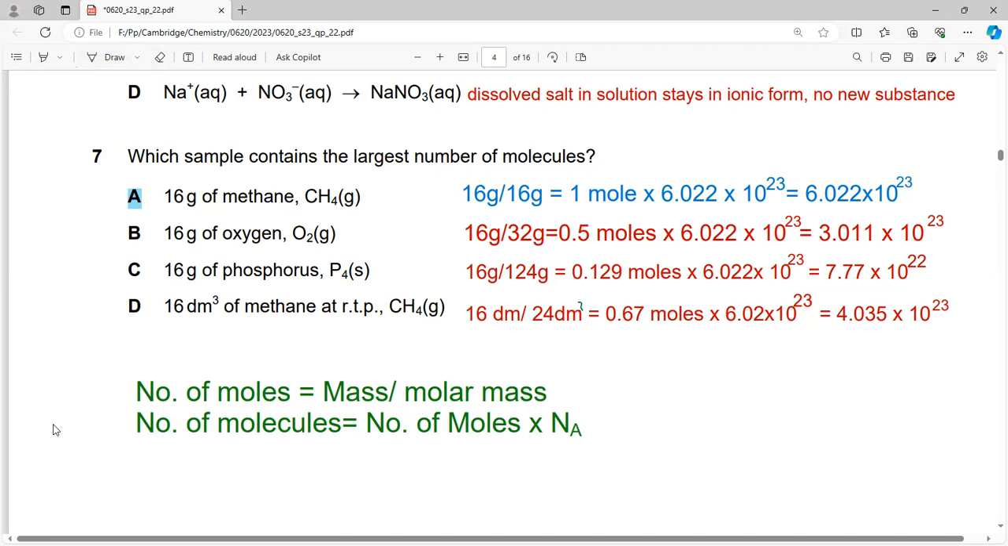Here you need to compare the number of molecules. So the highest number of molecules is present in 16 grams of methane. You can also go to a more simplified method. I just did a complete calculation for you for your understanding, but in the question paper there will be less time. So you can quickly do your rough work and proceed to the answer.